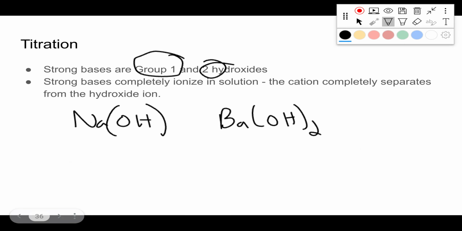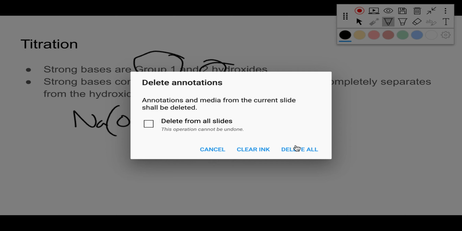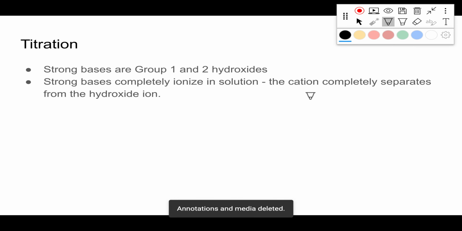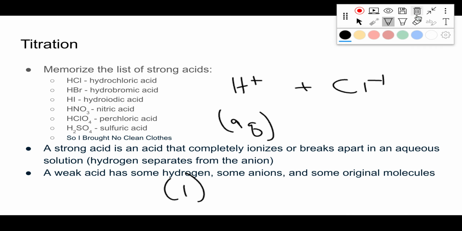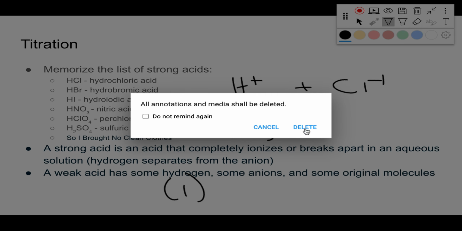And that is the end of today's lesson. You definitely want to get comfortable with this, because titrations are a big part of the acids and bases chapter, and also we see them a lot with those oxidation and reduction reactions.